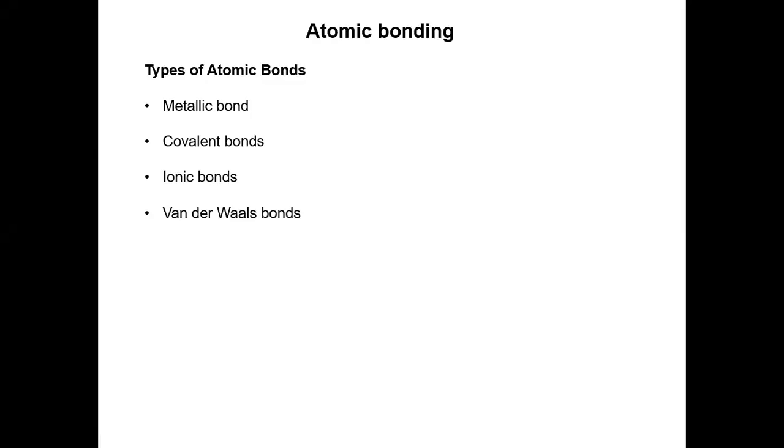When you study materials, you will encounter basically 4 types of atomic bonds. Because of the type of bonding, their properties can change. So basically there are 4 types of bonds. 1, metallic bonds. 2, covalent bond. 3, ionic bonds. 4, van der Waals bonds. We'll see one by one what it is.